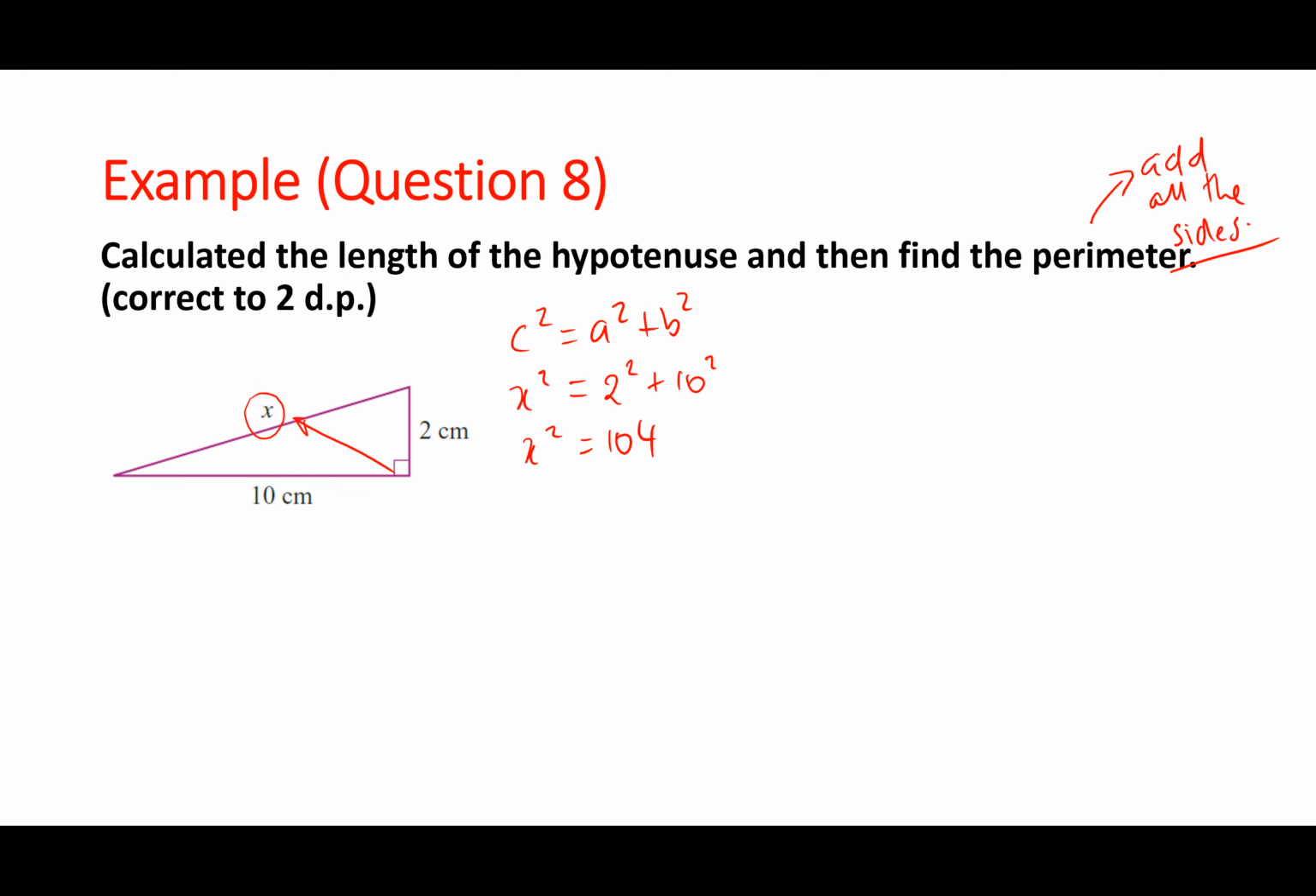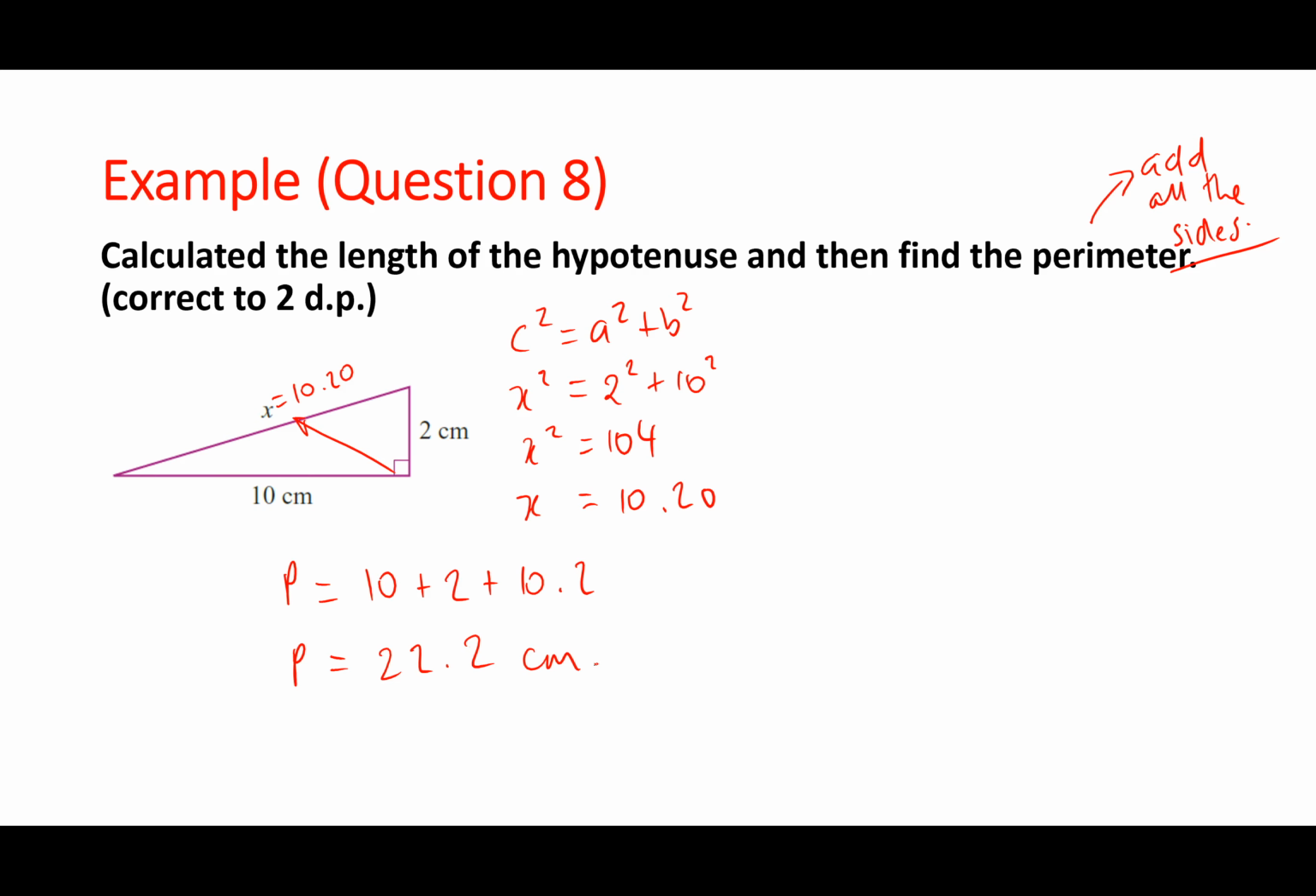Then what we need to do is get the x by itself. So we're going to take the square root of 104, and that gives us 10.198. Now to round this to 2 decimal places, it's 10.20. Because we want it correct to 2 decimal places, I'm going to round everything to 2 decimal places. So this x up here is equal to 10.20, or just 10.2. So to find the perimeter, P is equal to, all I need to do is add the sides together. So my perimeter in this case is equal to 22.2 centimeters.